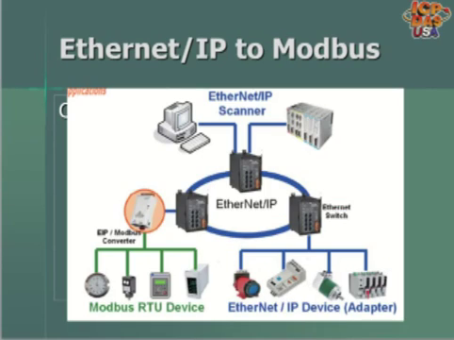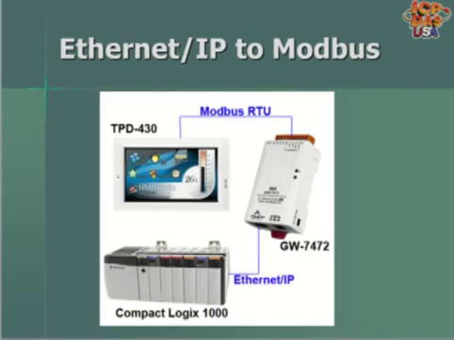Ethernet IP was developed by Rockwell Automation, which provides a wide range of controller equipment for industrial automation applications. Ethernet switches and Ethernet cables can be used to network different Ethernet IP devices together. A Modbus RTU device, like TPD430, can be used with an Ethernet IP-based device, like the Compact Logix PLC from Rockwell Automation, through GW7472 Ethernet IP to Modbus RTU converter. Protocol converters help with building on existing applications or with integrating different devices into new applications.